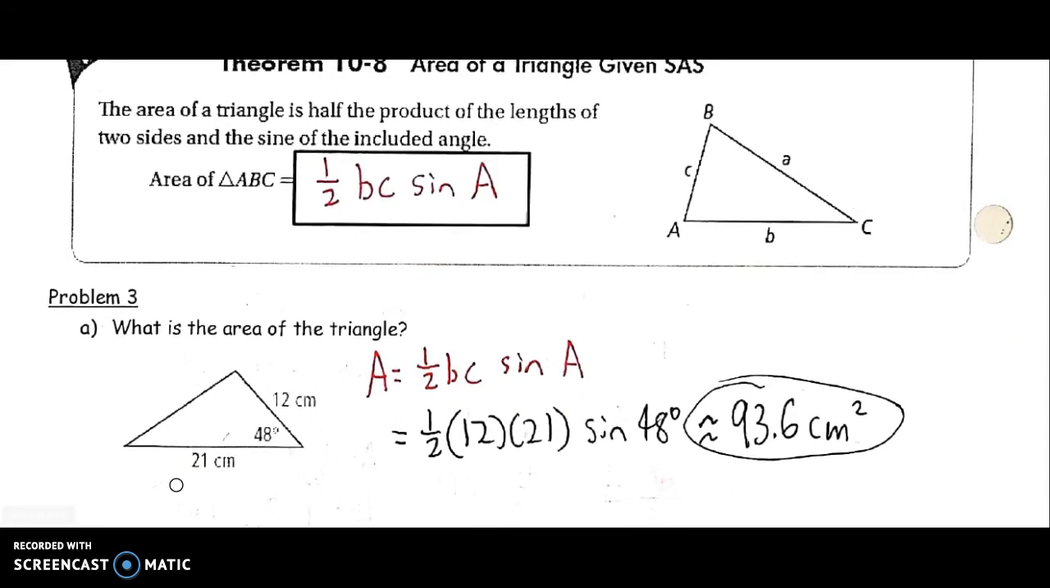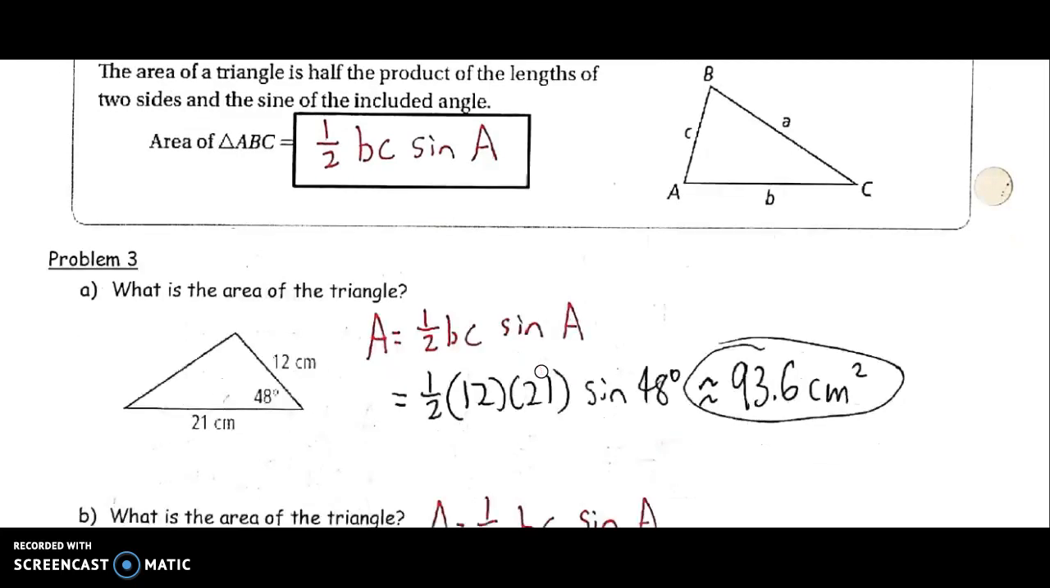If I want to find the area of this triangle, I have two sides that are given and also the angle in between them. So that should be all I need. For that area, again, that's going to be 1/2 of those two sides times the sine of the angle. You just have to substitute those in. 1/2 of 12 times 21 times the sine of the included angle, 48. That should give us 93.6 if we're plugging that into the calculator.